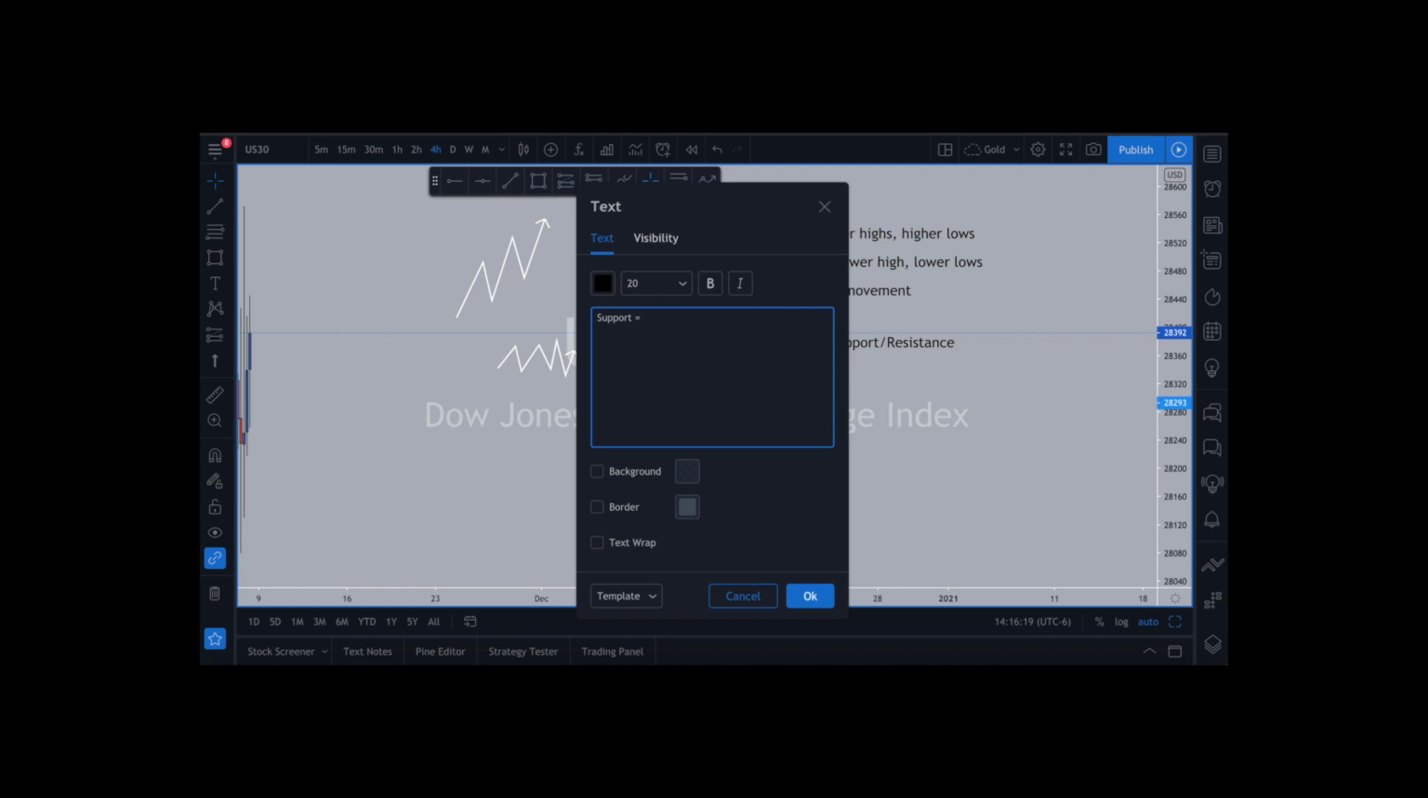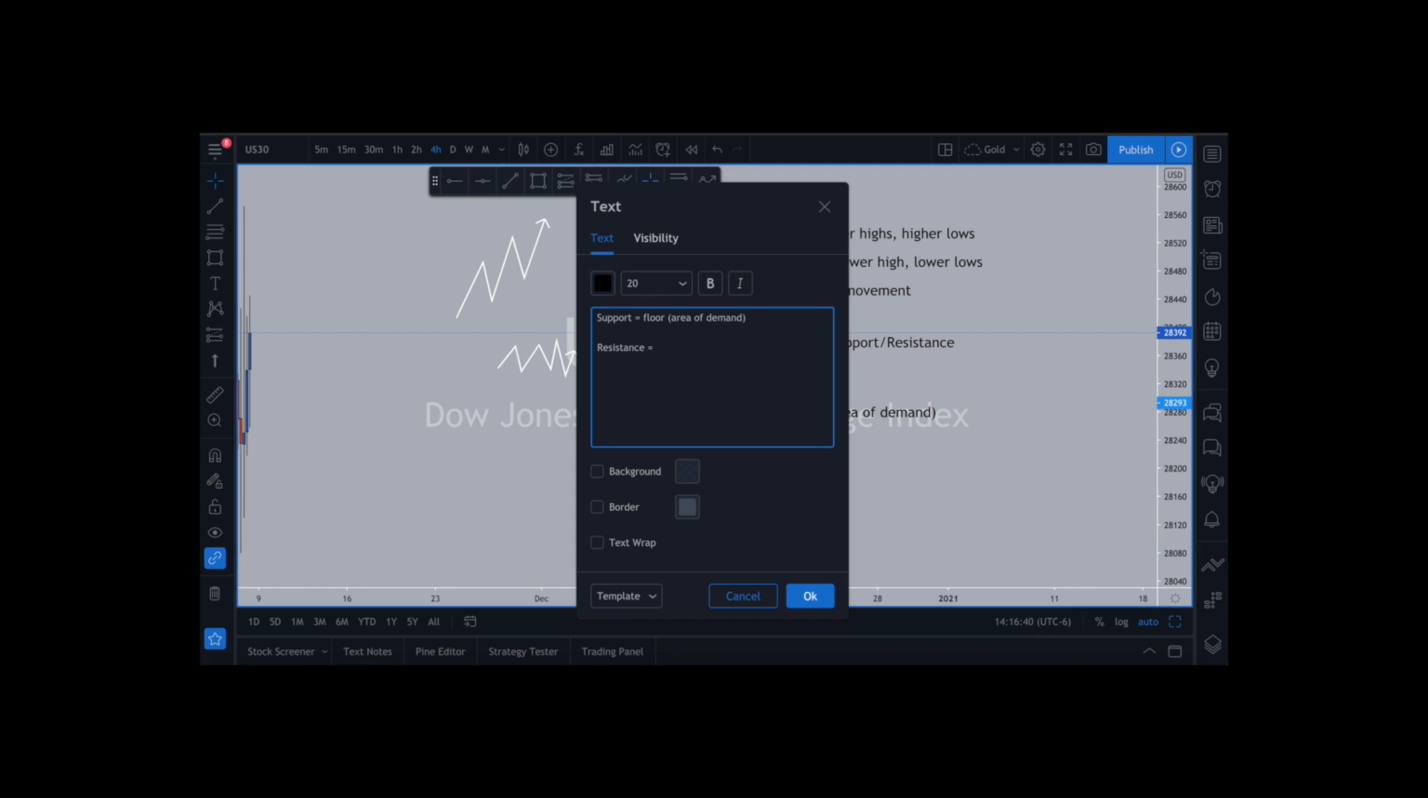Support, think of a floor. It's basically a floor of price. It bounces off the floor. It is a floor, or an area of demand. That is where you start to see buyers come into play, at support.